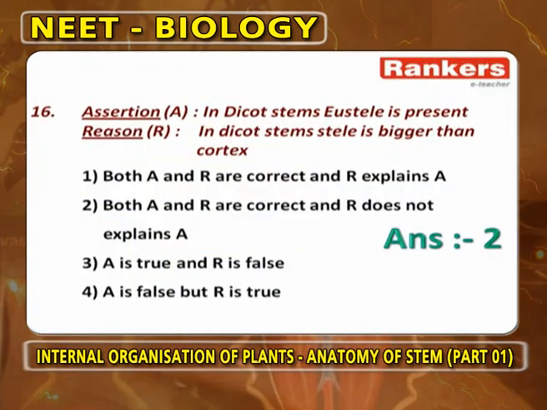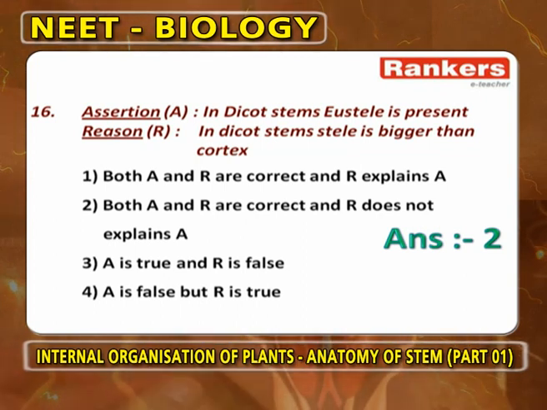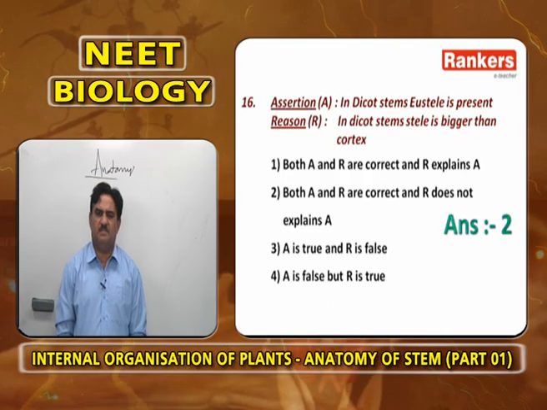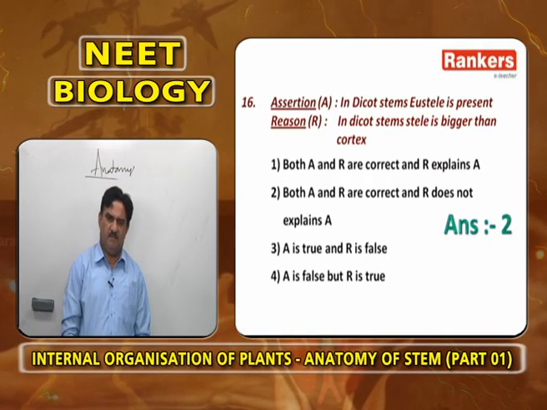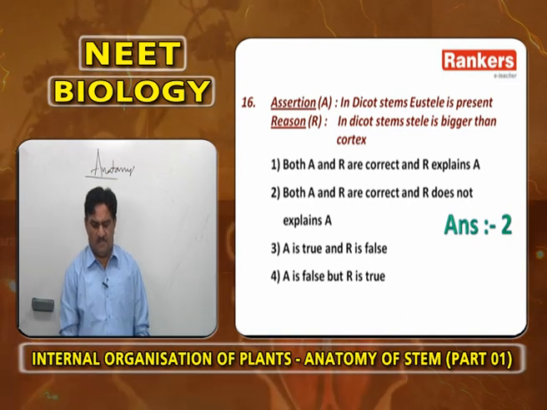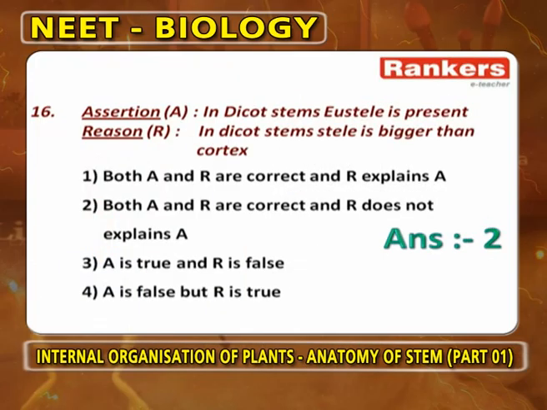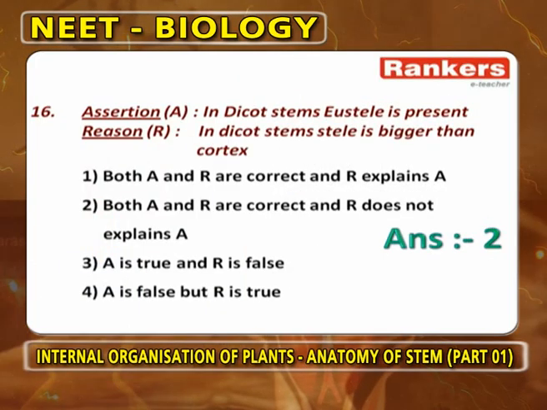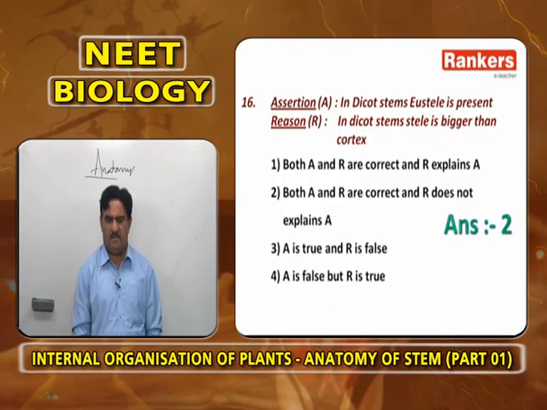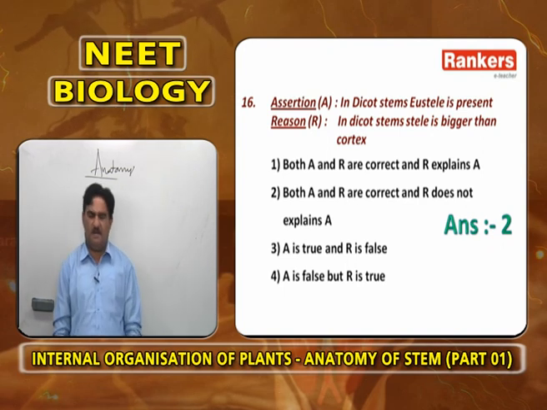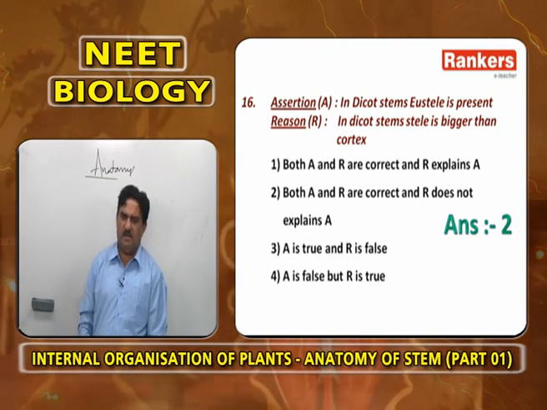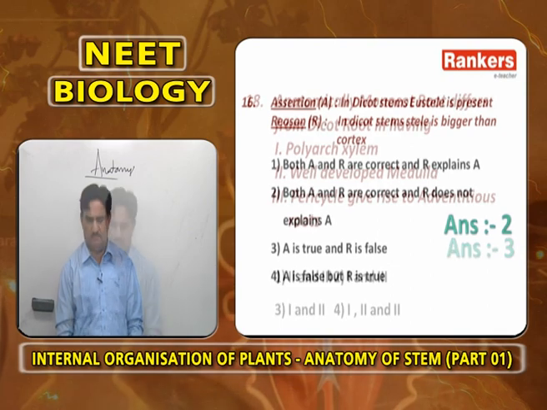So, in a dicot stem, eustele is present is correct. In a dicot stem, stele is bigger than cortex is correct. But because the stele is bigger than cortex, eustele is not present. Eustele is present right from day one as the plant grew on the face of the earth. So, both A and R are correct. R does not explain A. In a dicot stem, eustele is present is correct: limited number of vascular bundles arranged in the form of a ring. In a dicot stem, stele is bigger than cortex is correct but not related to the assertion. So, A and R are correct. R is not the correct explanation of A.